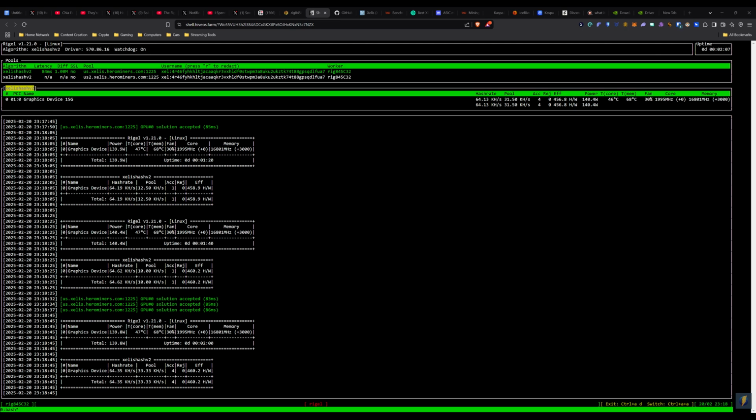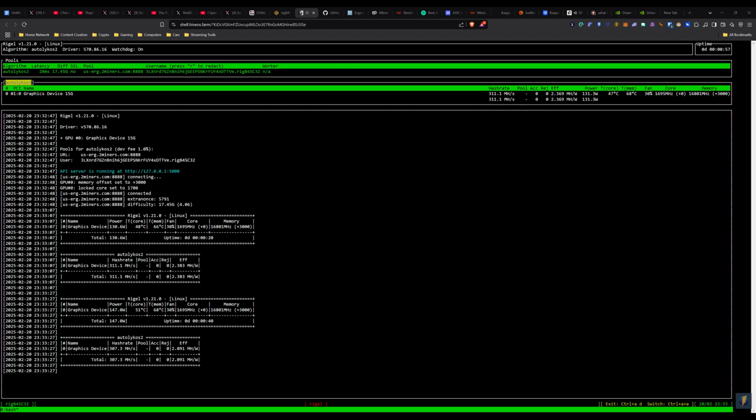On Autolykos V2, which mines Ergo and is a memory-intensive algorithm, the RTX 5070 Ti was mining at 311 megahash a second at 131 watts for an efficiency of 2.37 megahash a second per watt. Overclocks applied were the same, which was the plus 3000 megahertz memory offset, while tuning the core clock down to 1700 megahertz. Once again, the RTX 5070 Ti takes the efficiency crown compared to the CMP170HX.